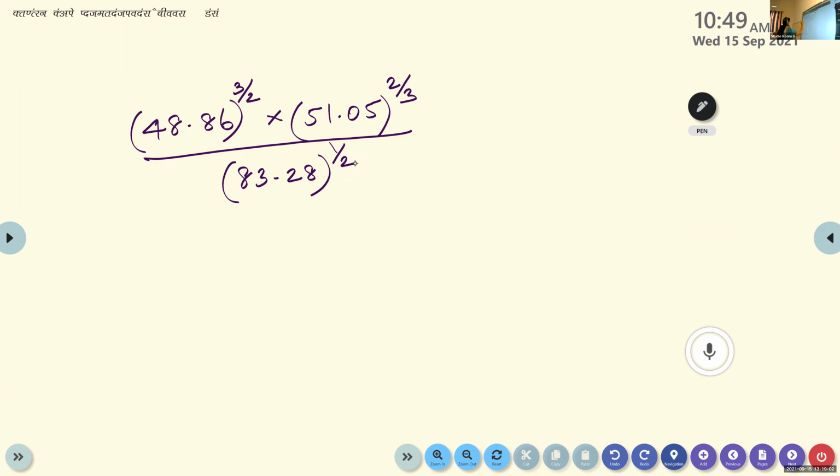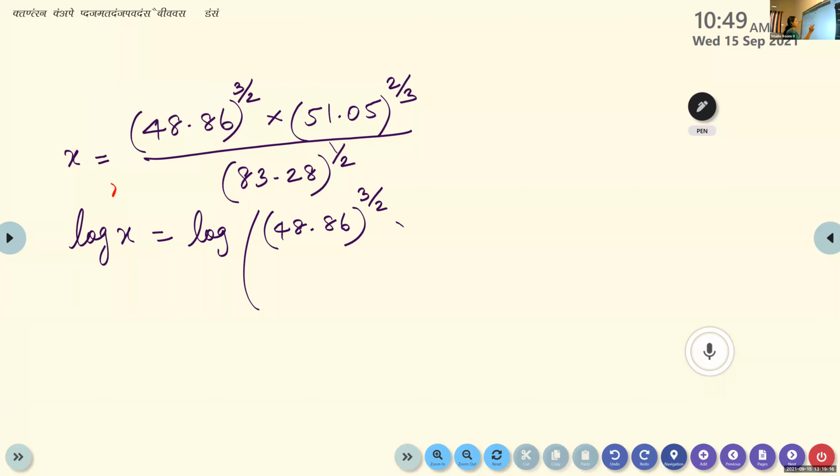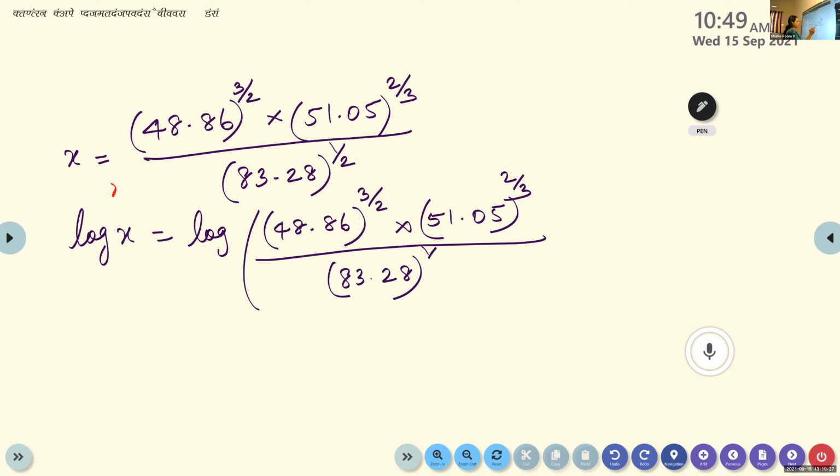So first step, you name this as x, isn't it? Next step, what you can do? We take log. So log x is equal to log of 48.86 whole raised to 3/2 into 51.05 whole raised to 2/3 by 83.28 whole raised to 1/2.